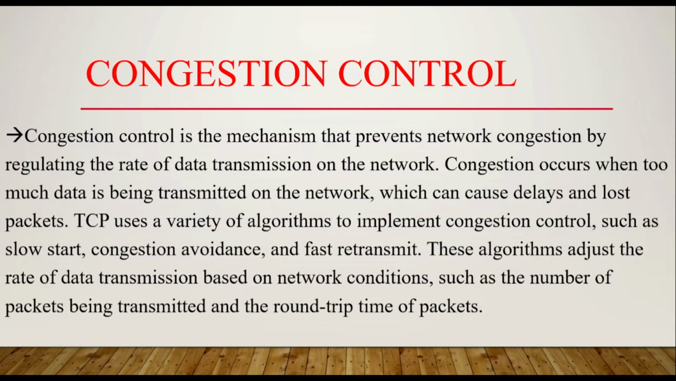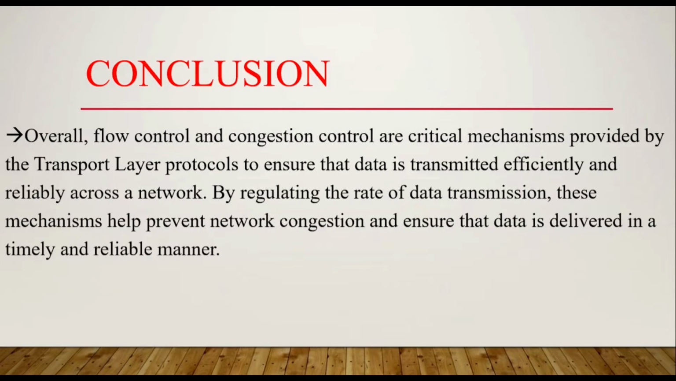Congestion control. Congestion control is the mechanism that prevents network congestion by regulating the rate of data transmission on the network. Congestion occurs when too much data is being transmitted on the network, which can cause delays and lost packets. TCP uses a variety of algorithms to implement congestion control such as slow start, congestion avoidance, and fast retransmit. These algorithms adjust the rate of data transmission based on network conditions such as the number of packets being transmitted and the round-trip time of packets.